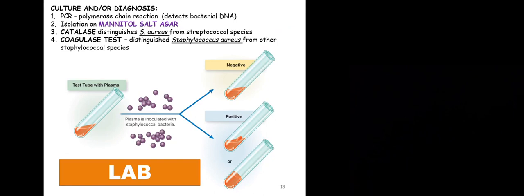As far as culture and diagnosis, there's PCR tests, so they can look for the DNA. In lab, we're going to be isolating on mannitol salt agar, then a catalase test, which we'll learn about next week. You can tell Staphylococci from Streptococci because the gram stain isn't going to help you. All gram-positives look alike. They really do. And then the coagulase test is something special that just Staphylococcus aureus does. Coagulase, so clotting, Staphylococcus aureus can clot plasma.